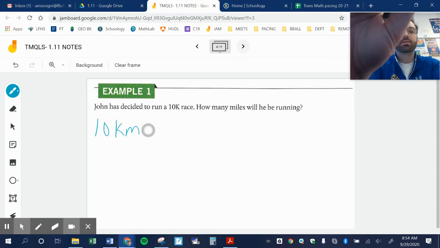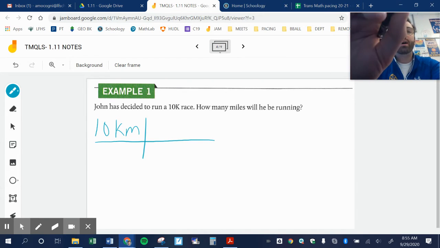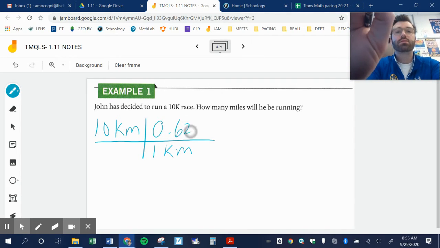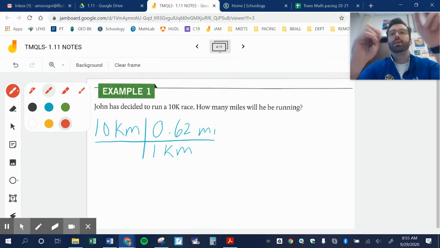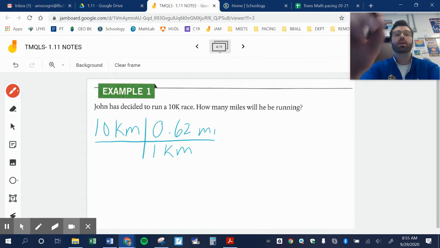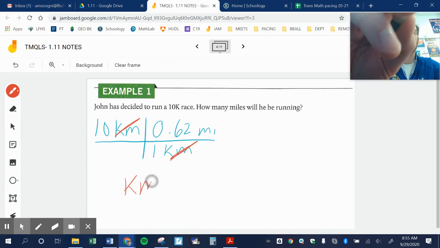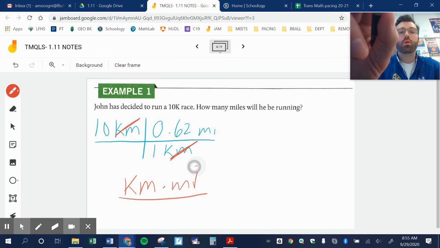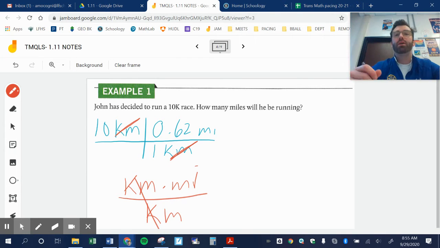How I like to think about it is kind of going back to chemistry. I have 1 kilometer and 0.62 miles. My goal is to cancel out the units that I have to get the units that I want. Because kilometers are on the top and the bottom, I can cancel those out. If we multiply straight across the top, this would be kilometers times miles over kilometers, and kilometers would drop out and I'd be left with miles. So we're taking 10 times 0.62, and what did I get?